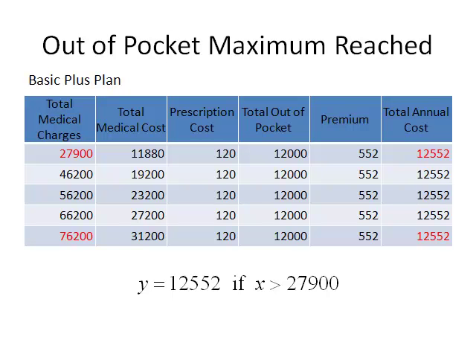The total annual cost in the last segment is a constant. This yields the line y equal to 12,552 for charges greater than 27,900.